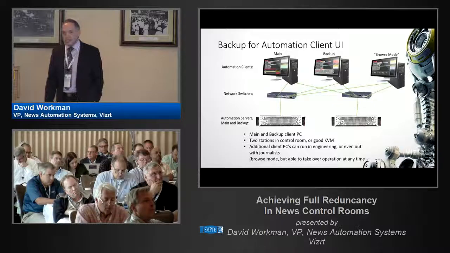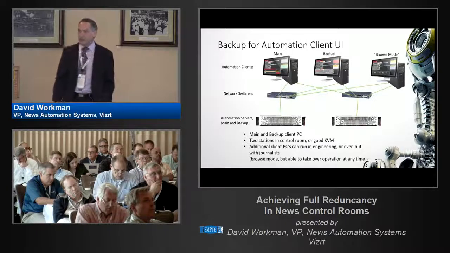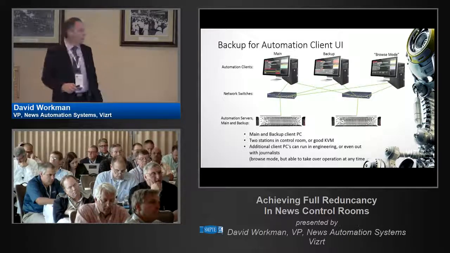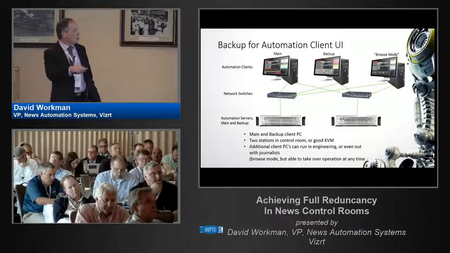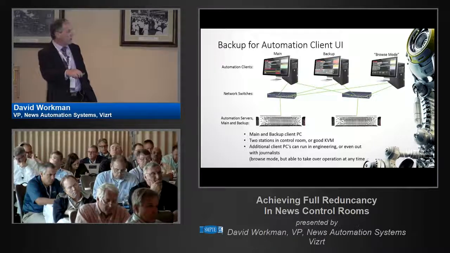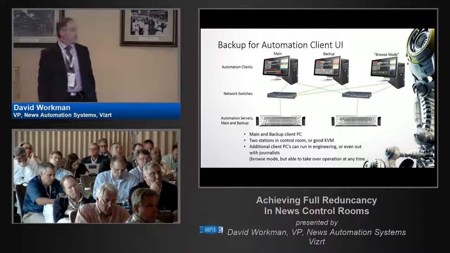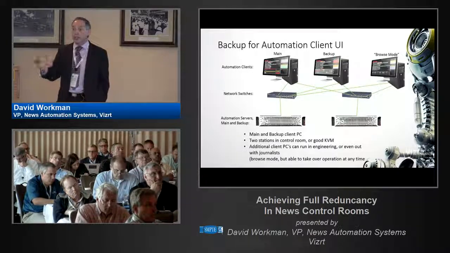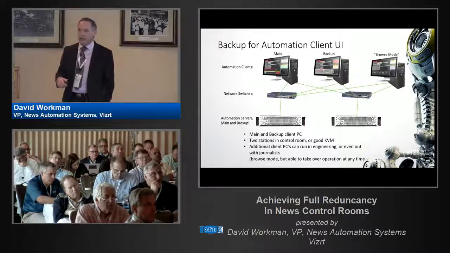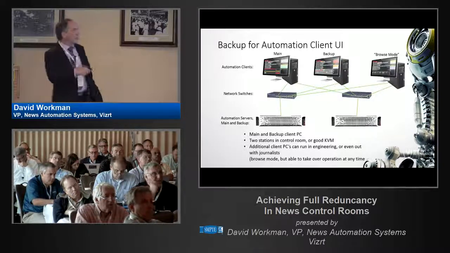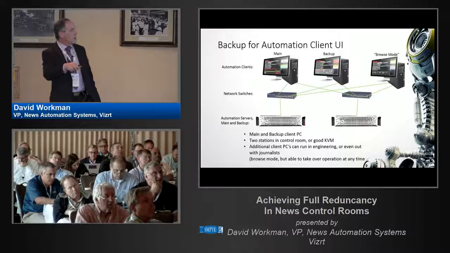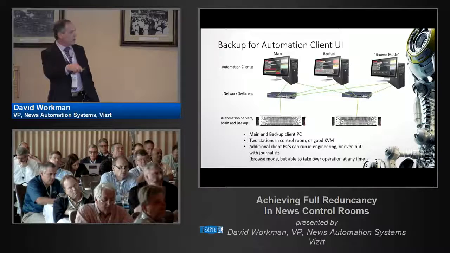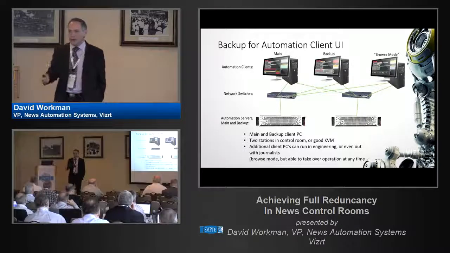So then the last piece of the puzzle is the automation client UI, because having a client-server UI model where you're running the automation clients on a separate PC from the server PC means that you can have multiple copies of that client UI running in different locations. Typically, our standard configuration is that in the control room, you're going to have a main and a backup client program running. Again, both of those connected to the servers through that redundant connection.